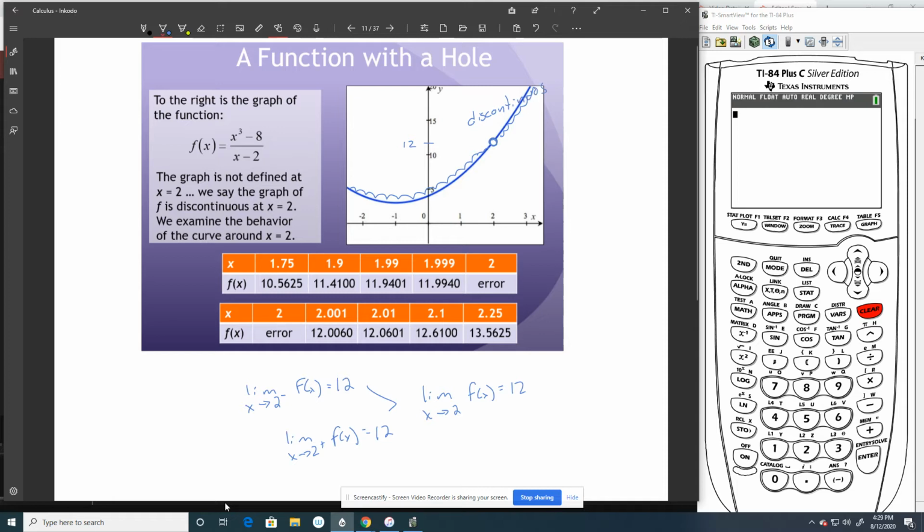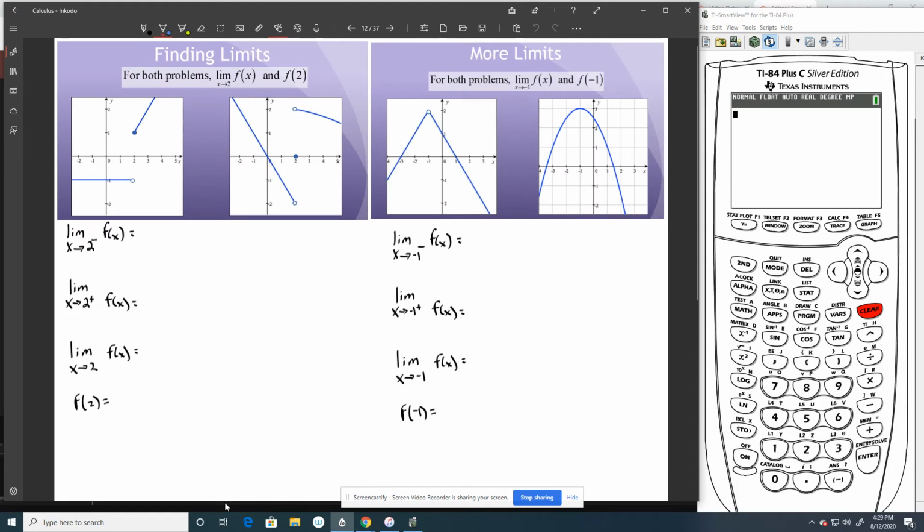Okay, so this little hole in it makes it what we call discontinuous. And what that means is I can't draw this without picking up my pencil, because as I'm drawing that parabola, at that point, I have to pick up my pencil and leave a gap. And we call that being discontinuous.